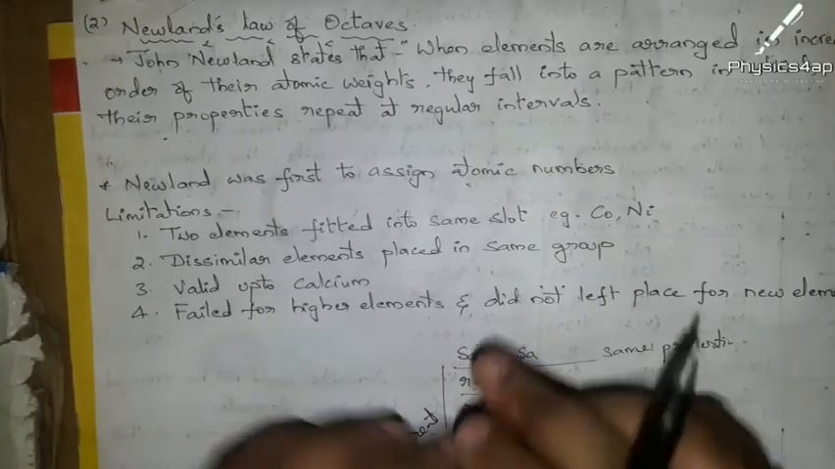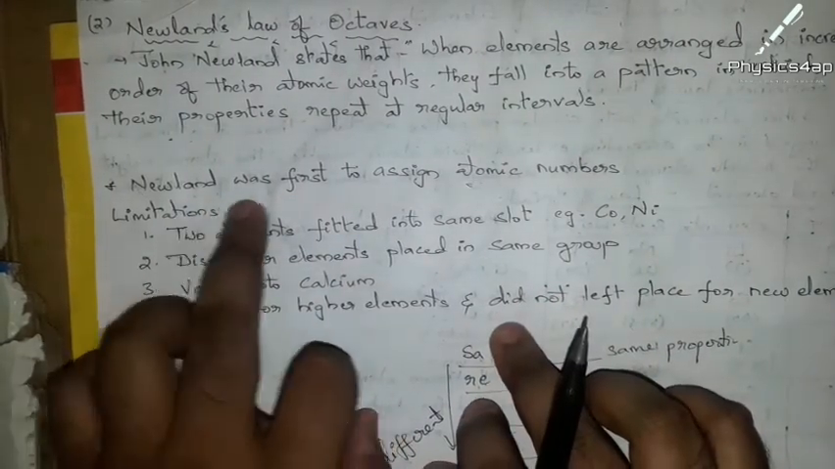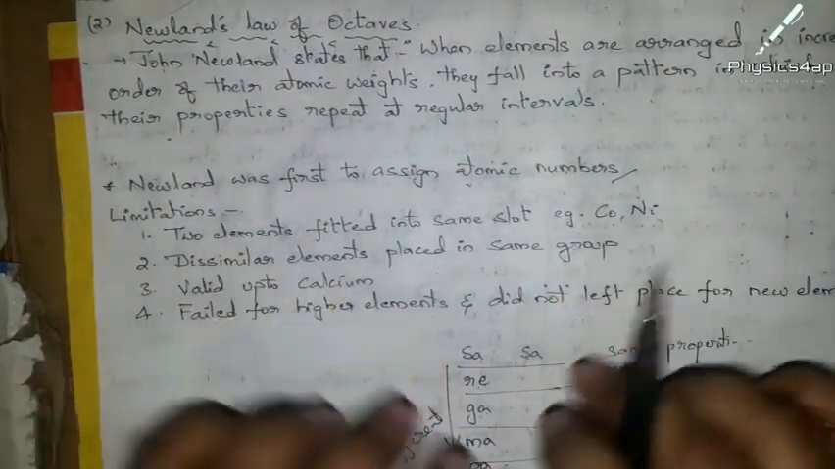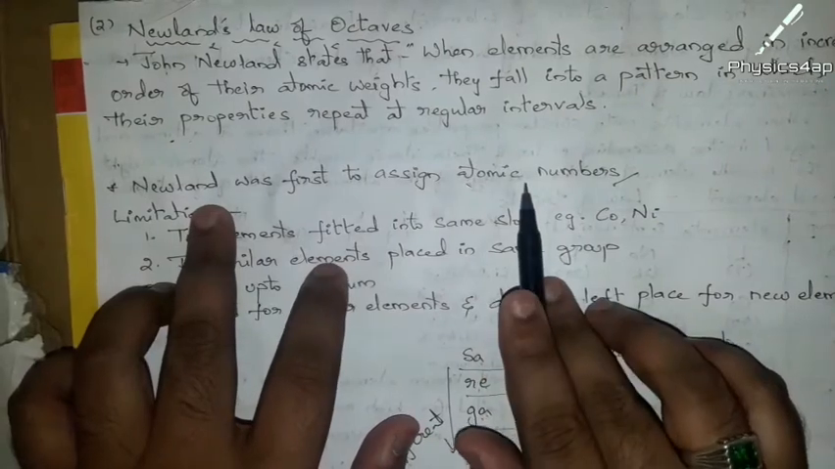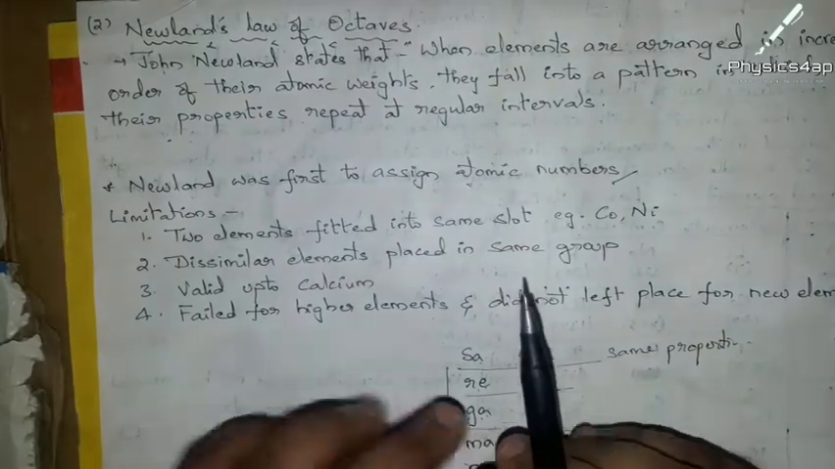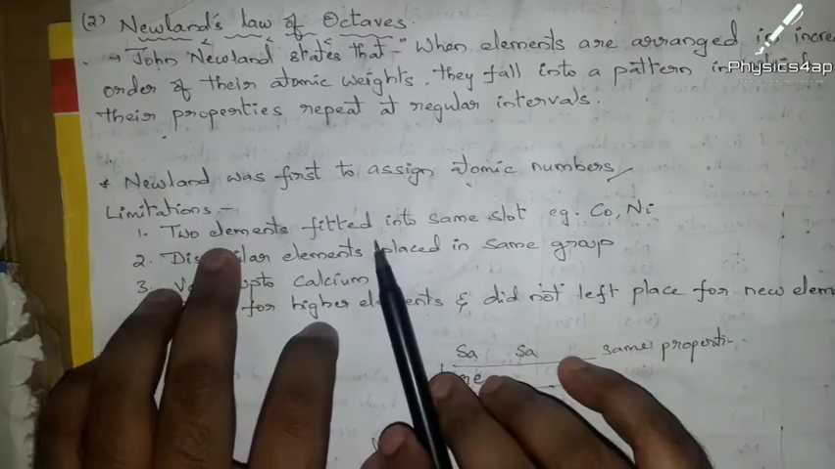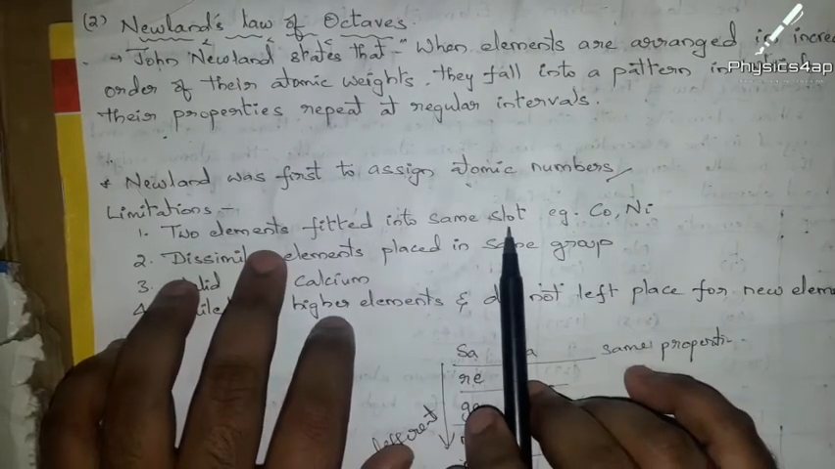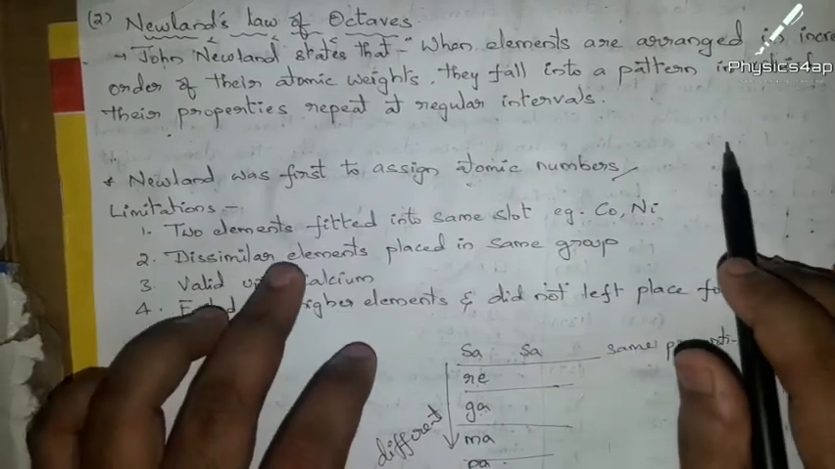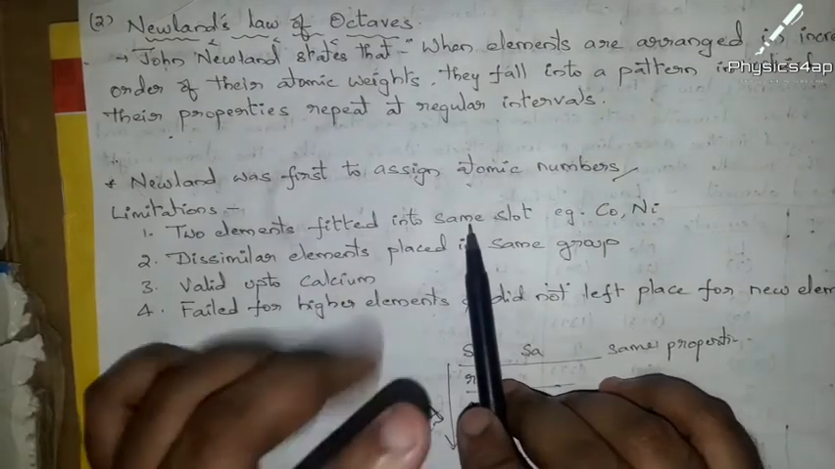And next, coming to Newland's limitations. Newland was the first to assign atomic numbers. As you see in the periodic table, Newland has assigned atomic numbers for the elements, and he was the first to do so. Now coming to the limitations, as we have just seen in the table, 2 elements fit into the same slot, that is cobalt and nickel, and some other elements as we have seen. So the 2 elements are fitted in the same slot, that means they have been given the same atomic number.